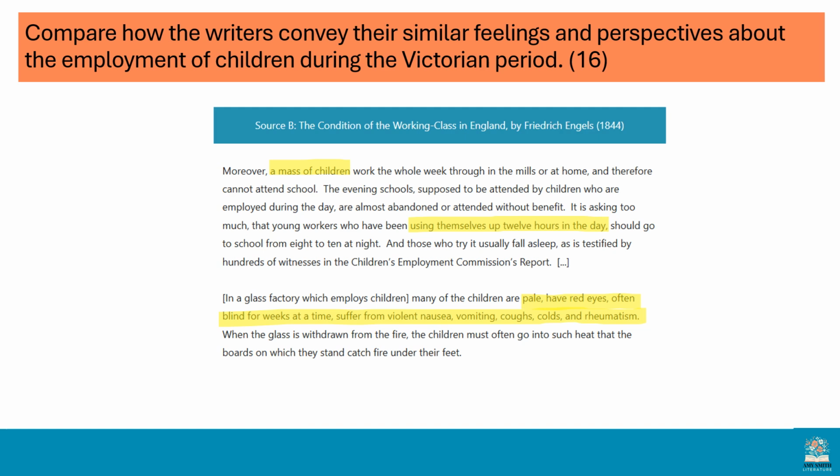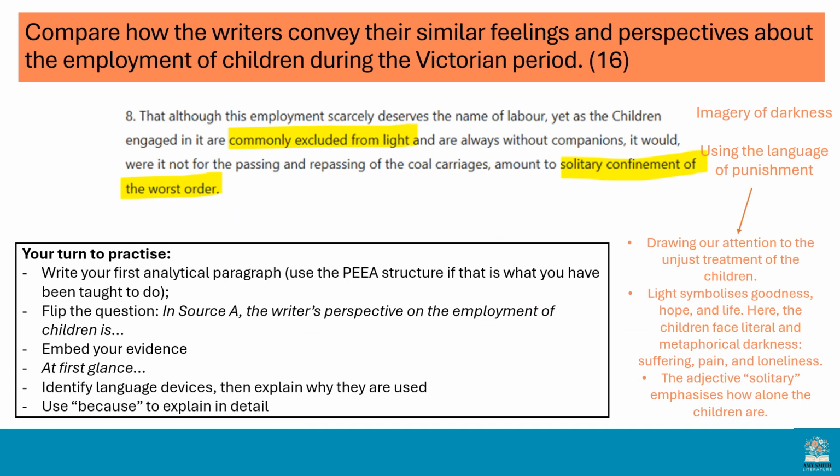So pale, red eyes, blind, nausea, vomiting, etc., etc. Now that big list, well, Engels could have just said the children are sick because of the work, but he doesn't. He lists all the different medical conditions they have. And that's to emphasise just how awful the suffering is that they have gone through.